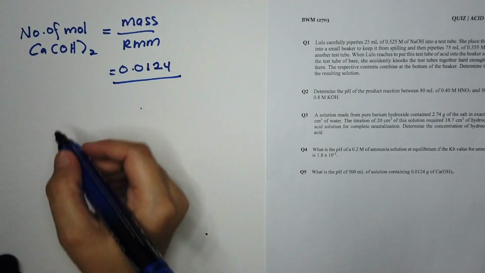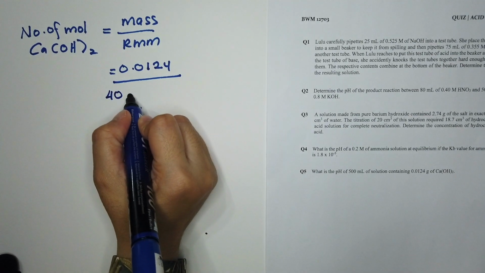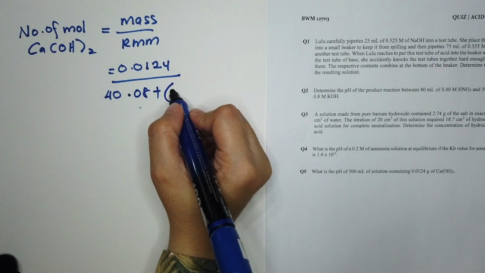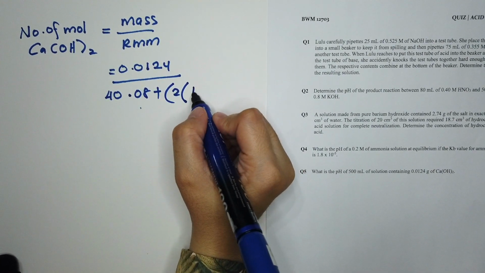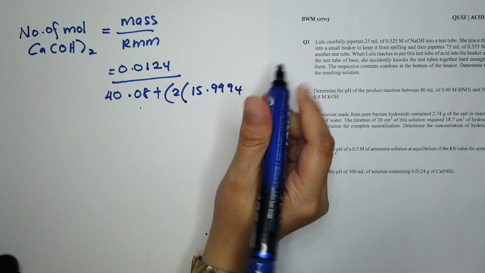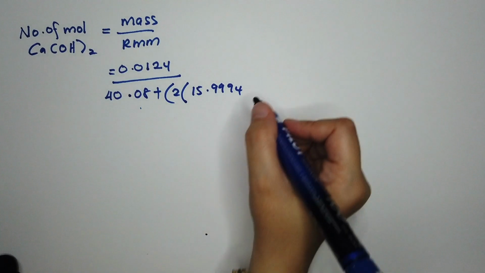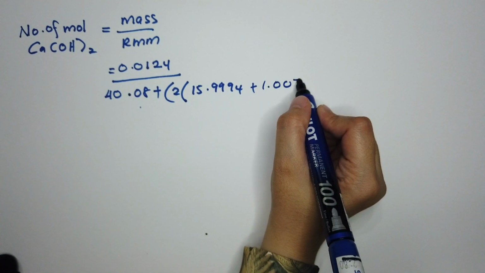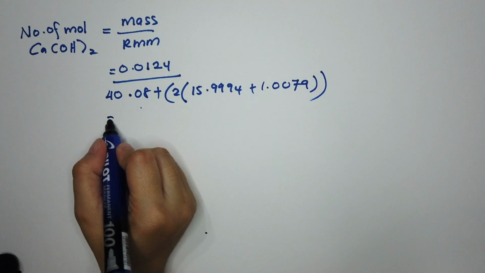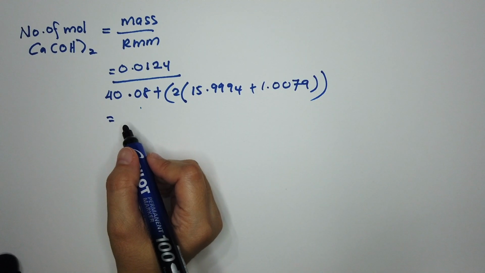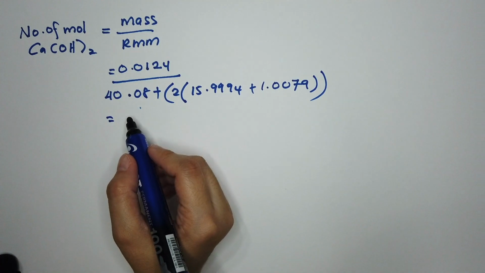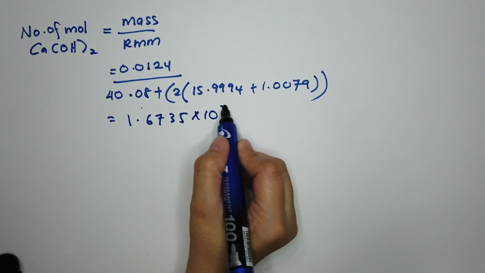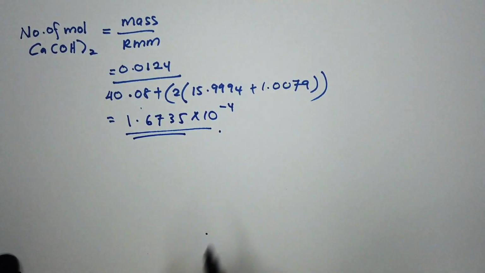So you have Ca, which is 40.08, plus your OH. You have two of those. So 15.9994 plus the H is 1.0079. So you should get the number of mole for CaOH2 is equivalent to 1.6735 times 10 to the power of negative 4. Right, this is the first step.